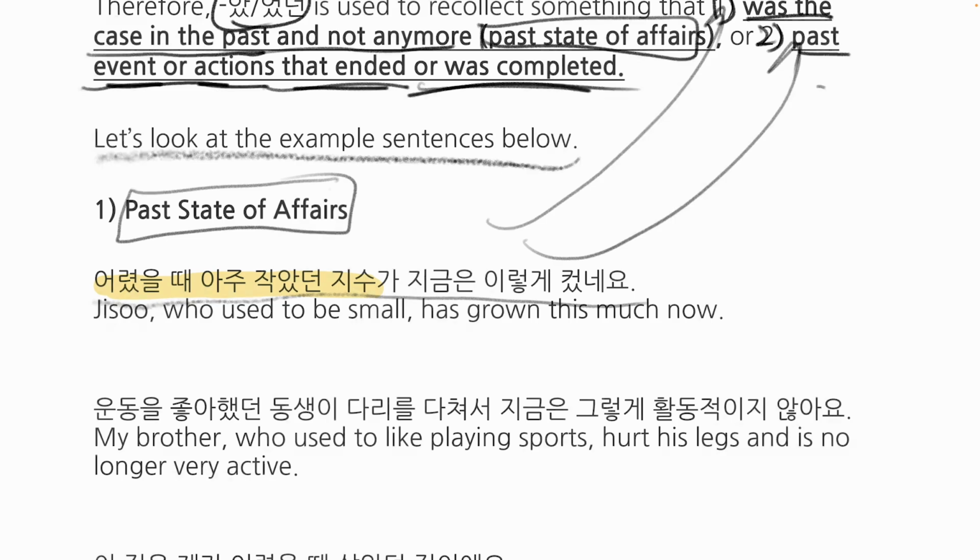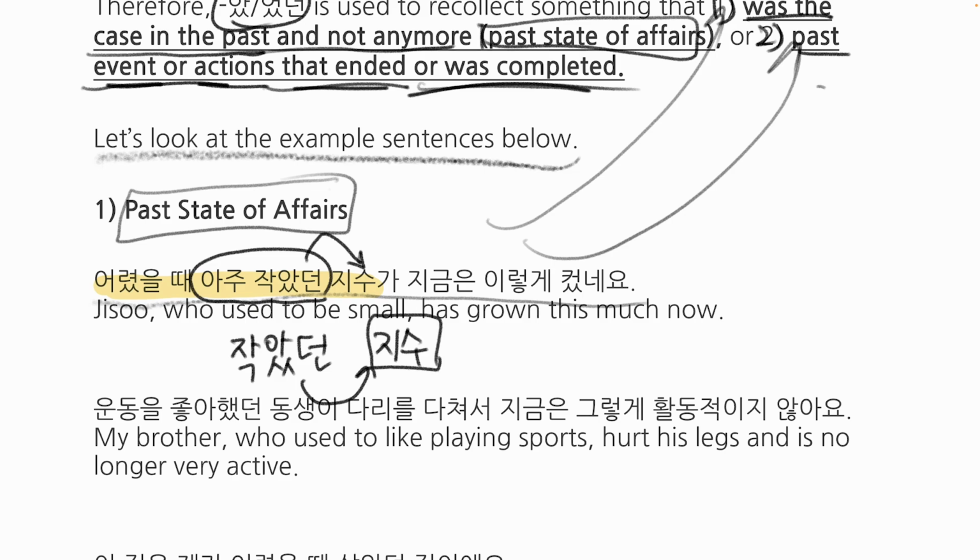So 어렸을 때 아주 작았던 지수. So this 아주 작다 means to be small, conjugated in past tense, and then put 던 to modify 지수. So 지수 used to be like this, right? 지수 used to be small, very small when she was young. 지금은 이렇게 됐네, 이렇게 컸네요. She has grown up this much now.